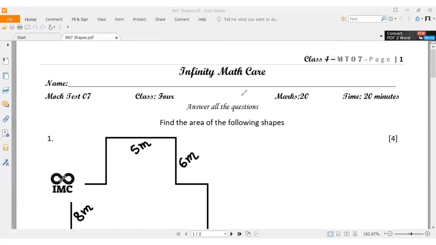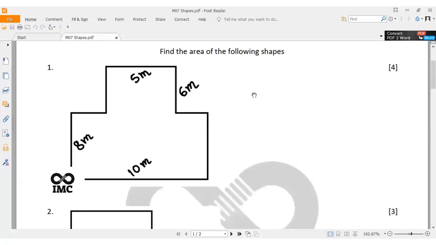Okay, everyone. Today we'll try to find out the area of the following shapes. At first, question number one. Question number one, we can divide this shape into two parts. The first one is shape A, and this one is shape B. Now we need to find out the total area. So area of A plus area of shape B.